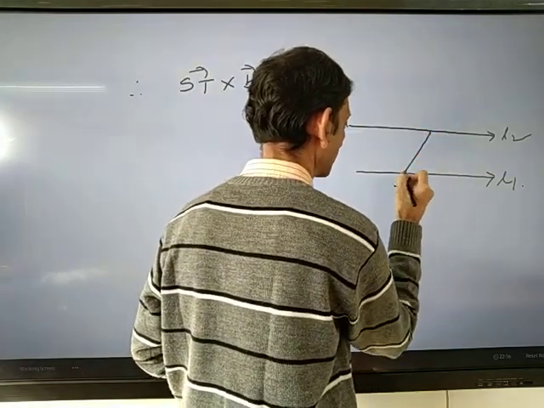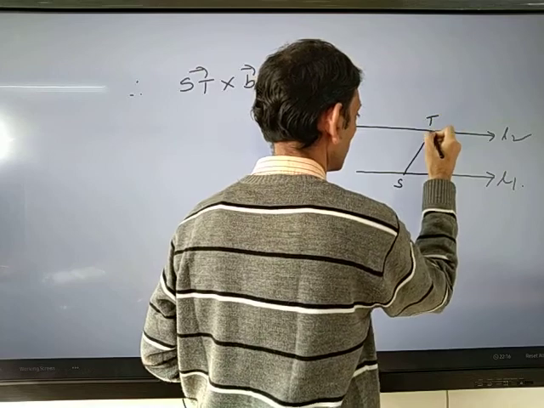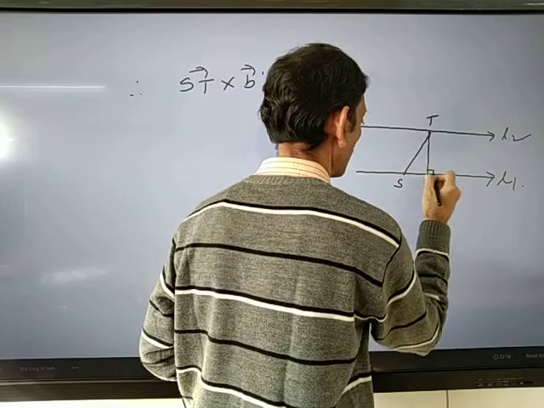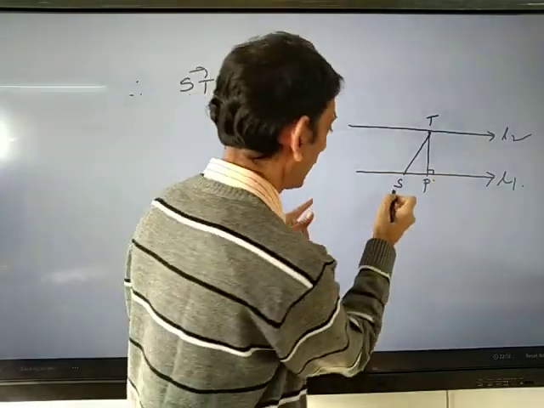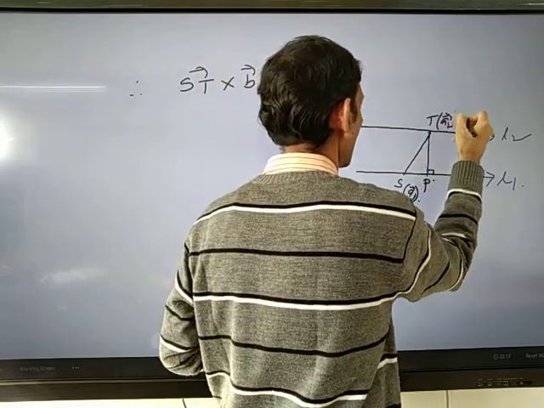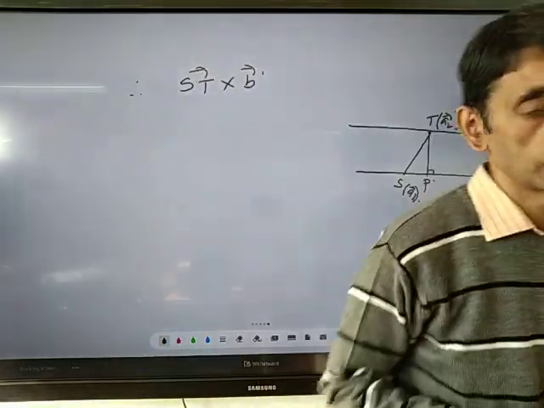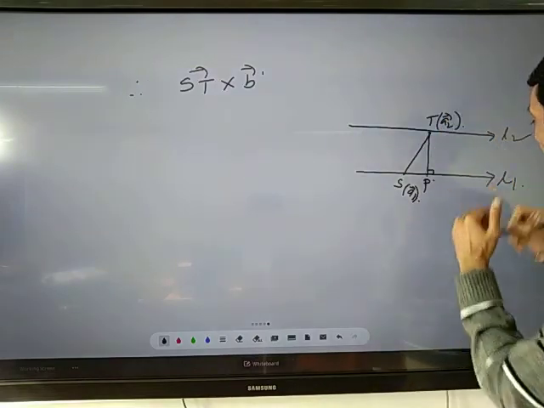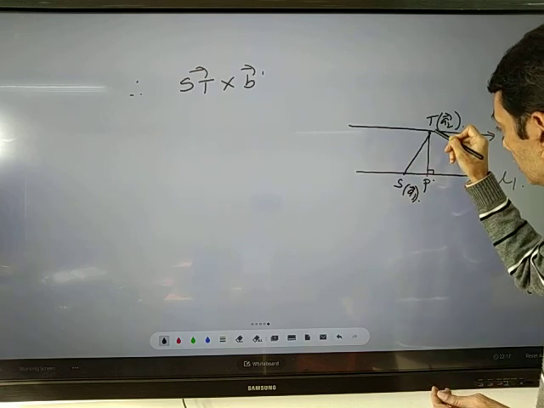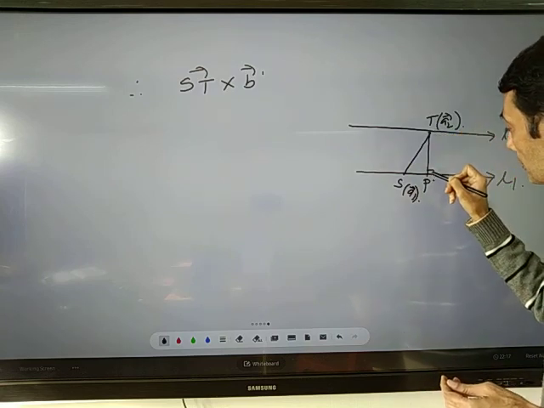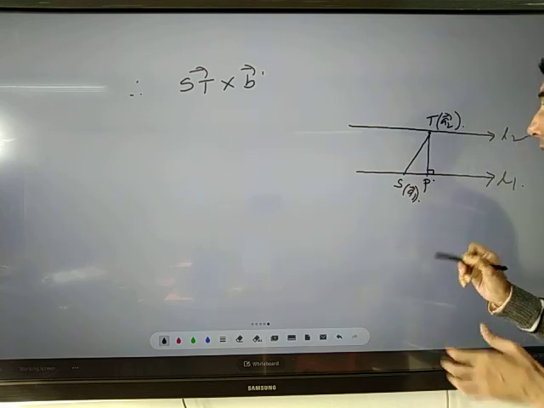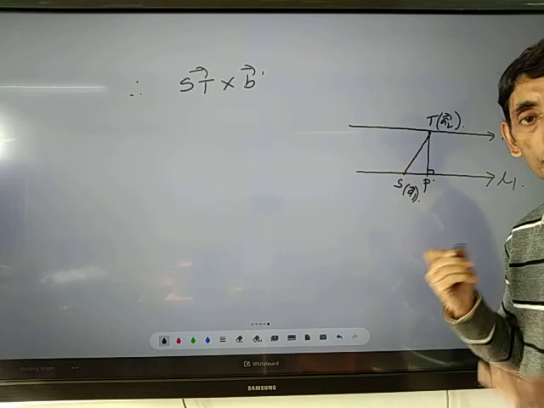Say this is S and this is T, then this is P. The position vector of S is vector a1, and the position vector of T is a2. Since lines L1 and L2 are both parallel, if we draw the perpendicular from T, and the foot of the perpendicular is P, then TP will be the distance between L1 and L2. In fact, we need to find the value of TP.